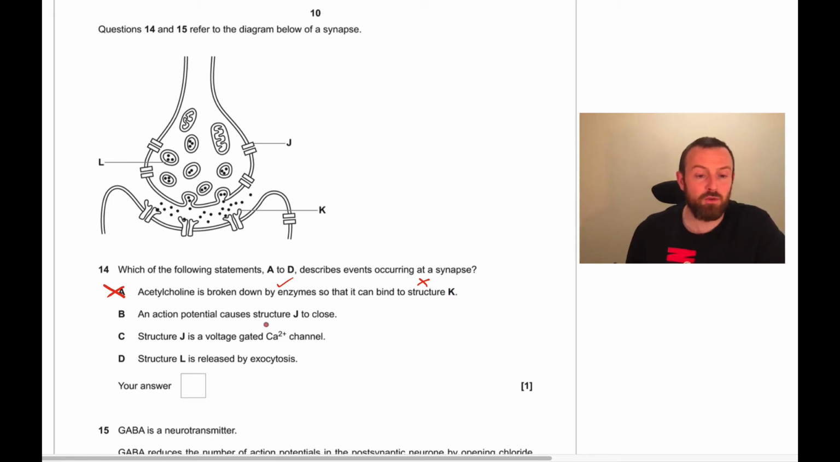B, an action potential causes structure J, where's J, to close. No. Okay, it causes it to open. Structure J is an ion channel. We should label these ion channel.